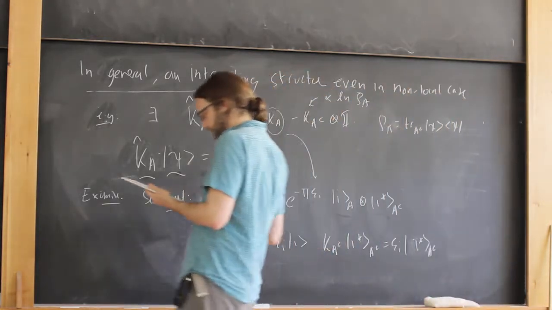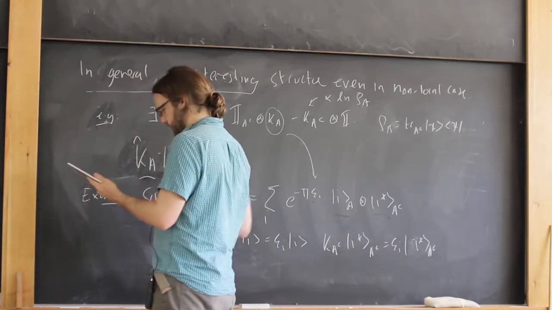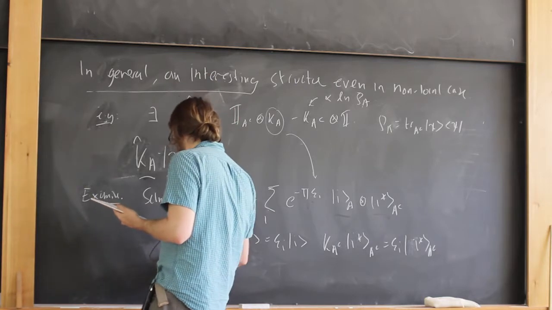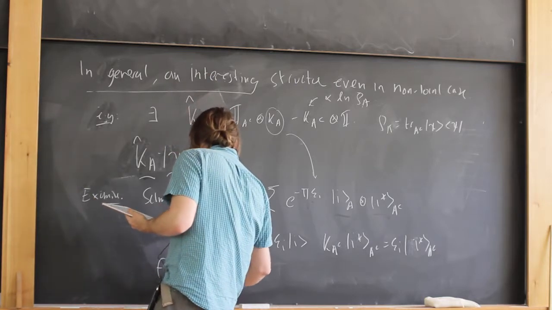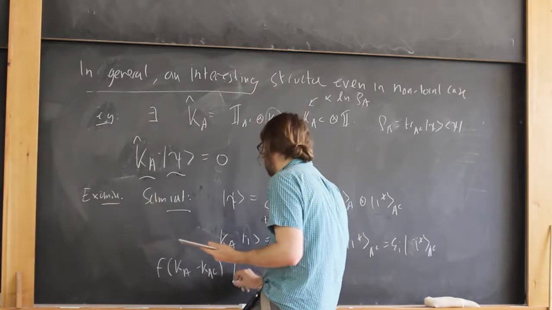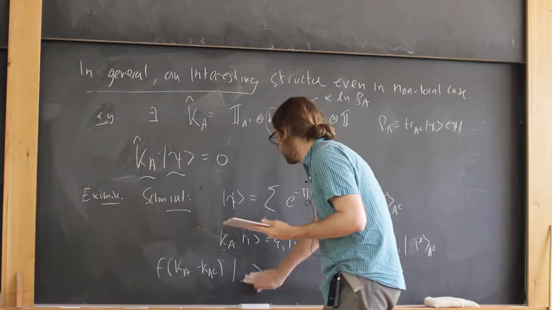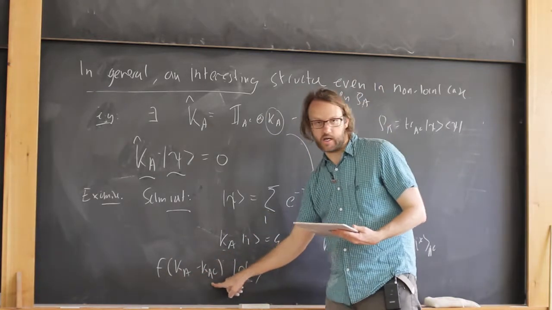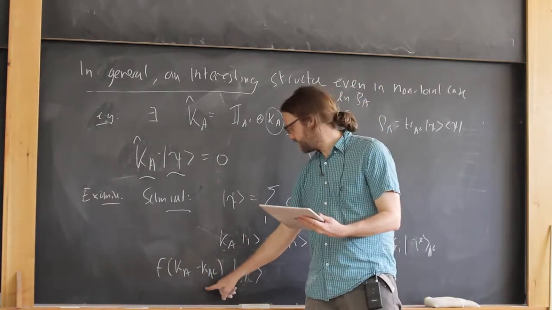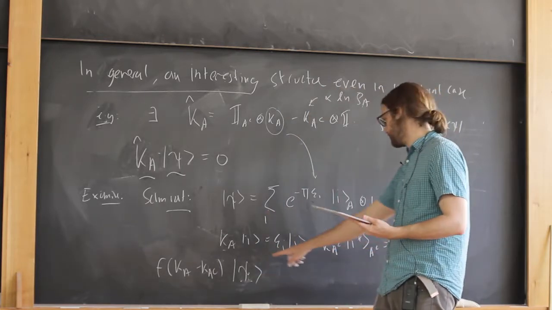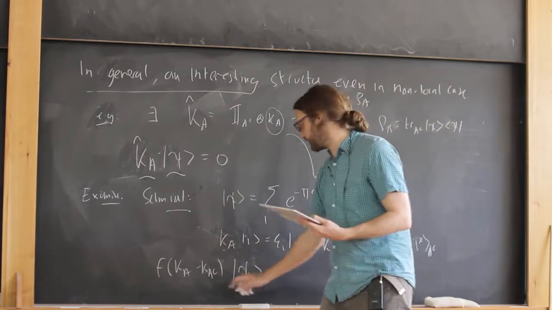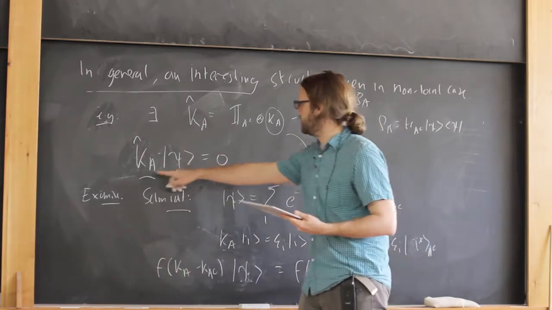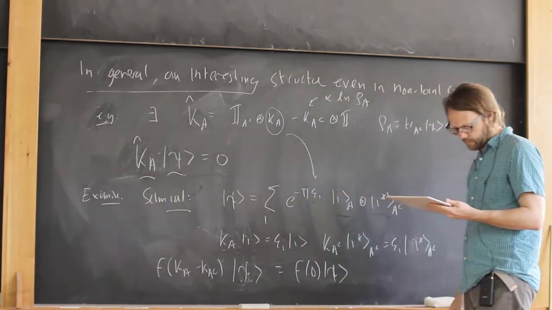And so that means that if I take any function of K_A minus K_A complement, and I act on this Schmidt decomposition of the state psi, then I can just replace this by 0, because K_A minus K_A complement always gives something which is 0, because these are the same energies acting on this state. So this is just f of 0. Right. And in particular, it means that this guy annihilates that state.